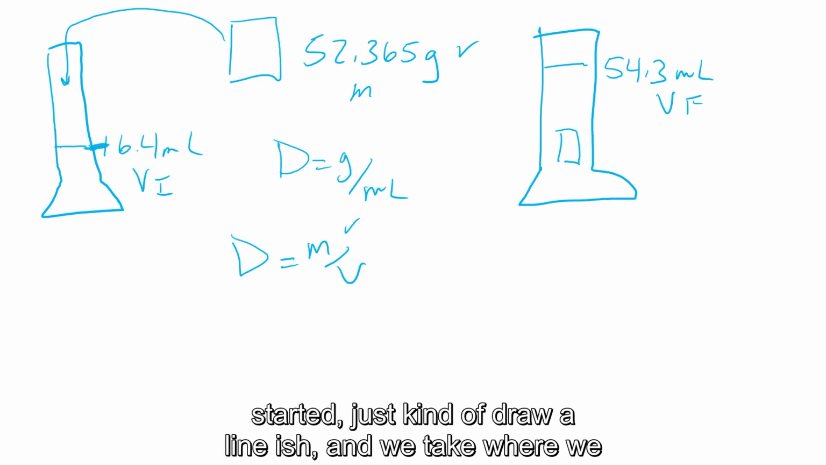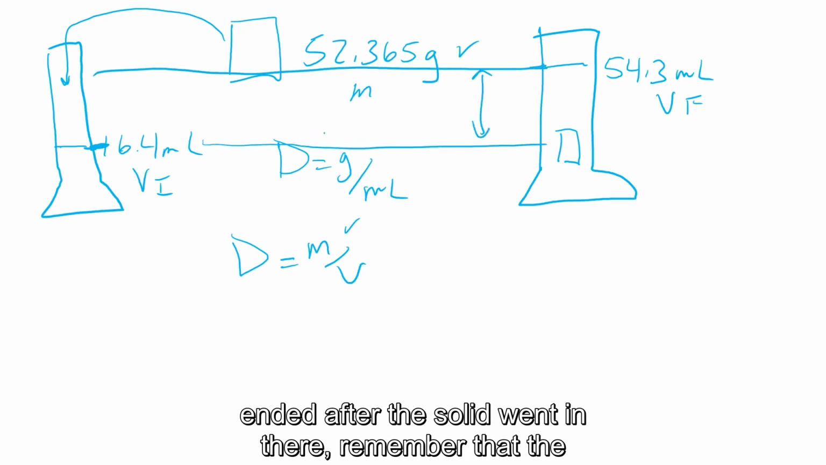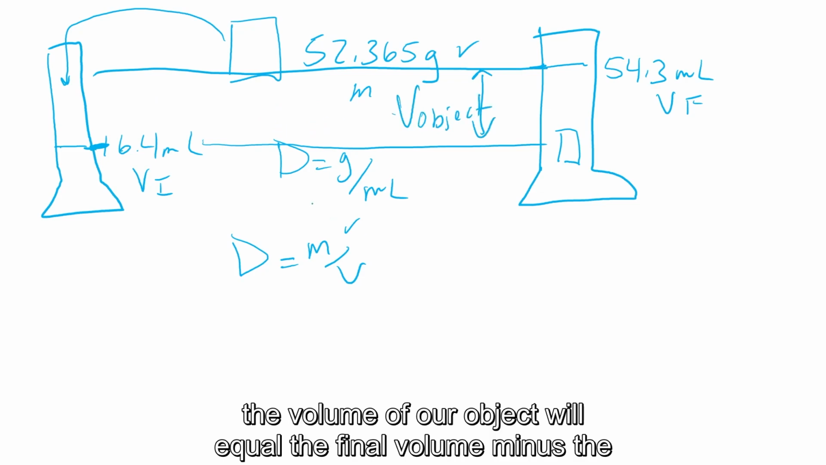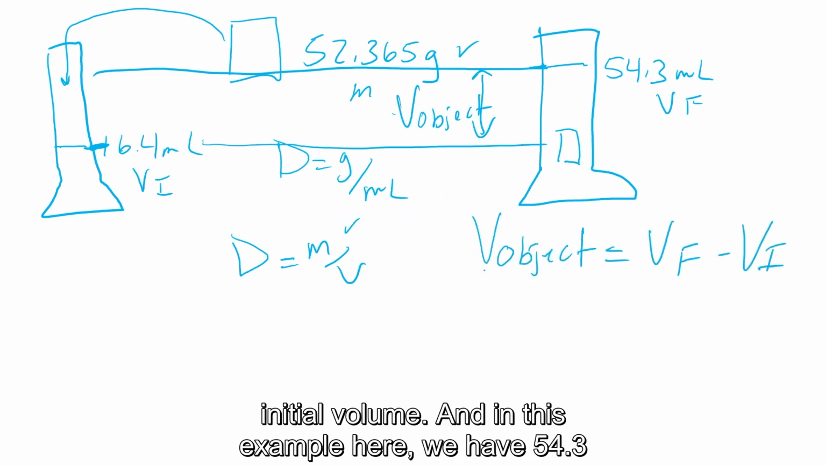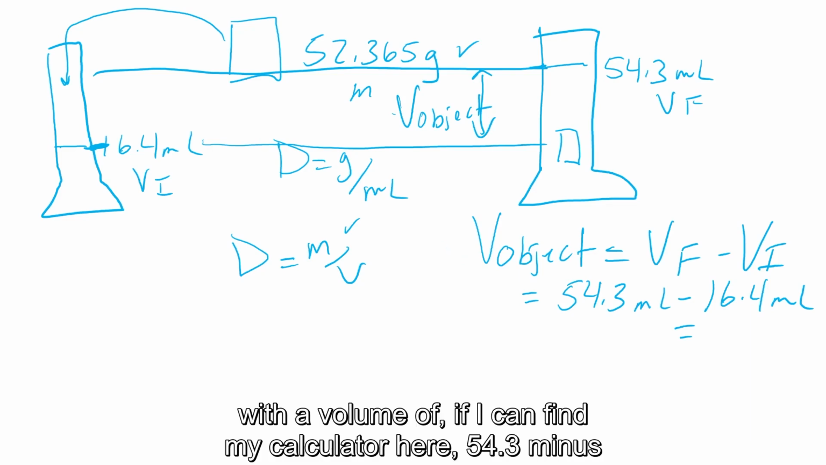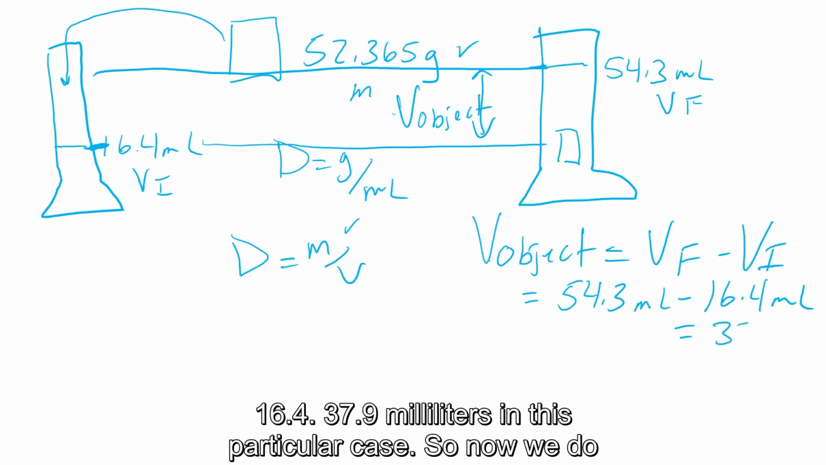So if we take where we started, just kind of draw a line-ish, and we take where we ended after the solid went in there, remember that the difference there is the volume of our object in this case. So the volume of our object will equal the final volume minus the initial volume. And in this example here, we have 54.3 milliliters minus 16.4 milliliters. And we will end up with a volume, if I can find my calculator here, 54.3 minus 16.4, 37.9 milliliters in this particular case.